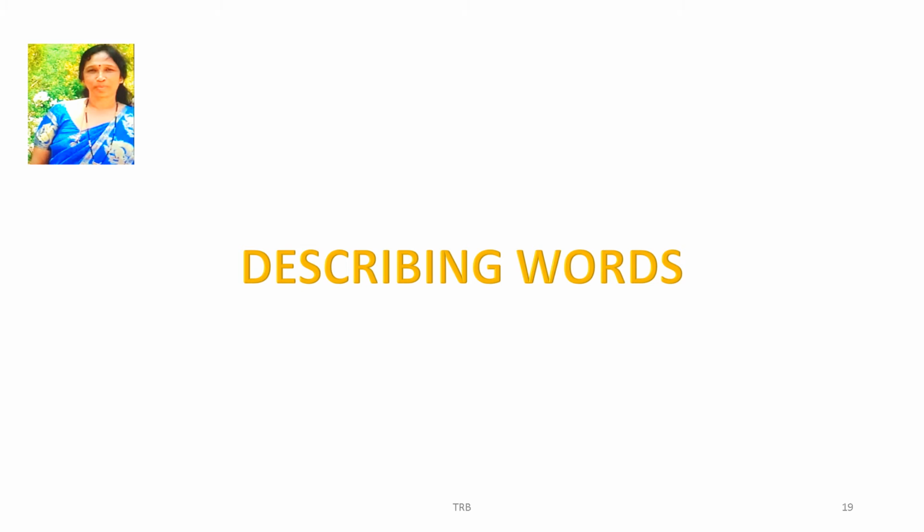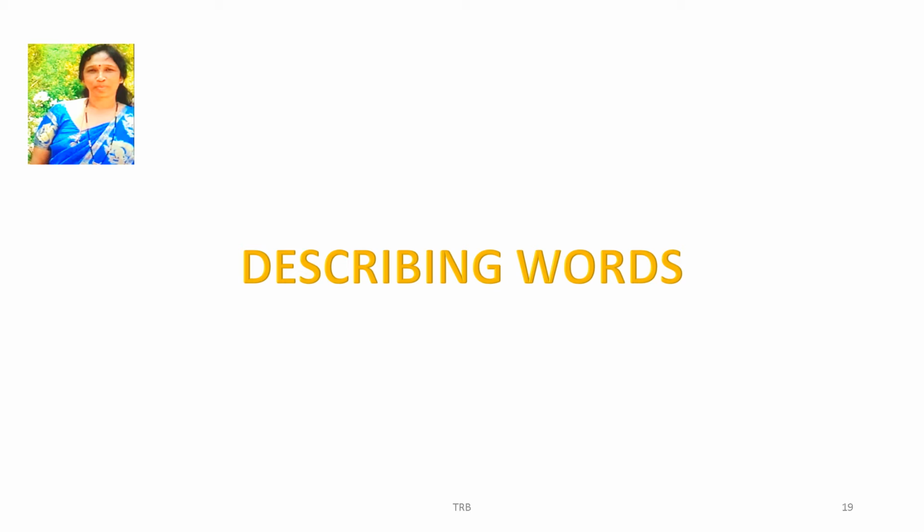Now here are a few describing words. They are also called adjectives. Describing means, for example, we can say, this is a girl. We all know that it is a girl, but when we say, this is a happy child, this is a happy girl, she is a happy child.